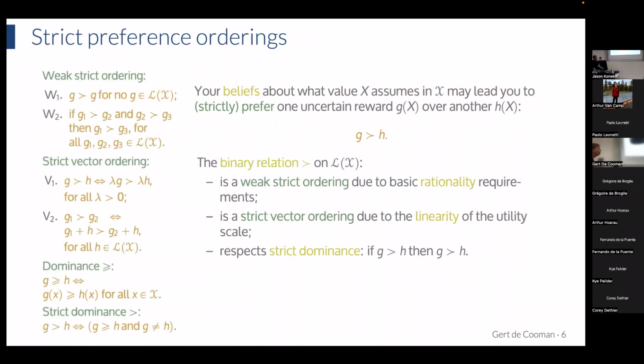Okay. Then I have introduced a binary relation on the set of all the gambles, and I'm going to make a number of assumptions about this binary relation. I'm going to assume that it is a strict weak ordering. What does strict weak ordering mean? It means these two things. It means something more, but I'm going to come back to that later.